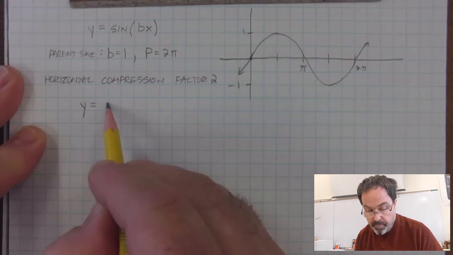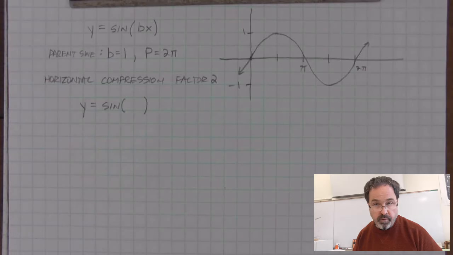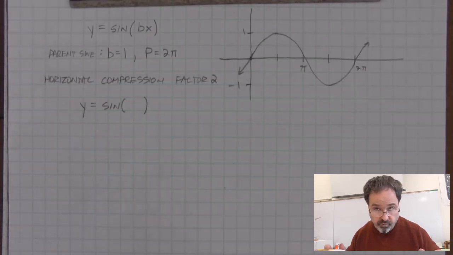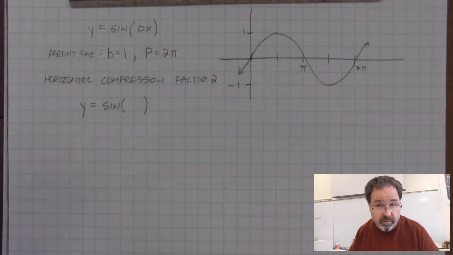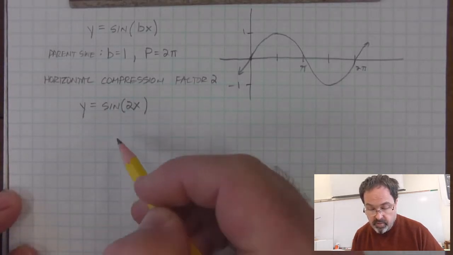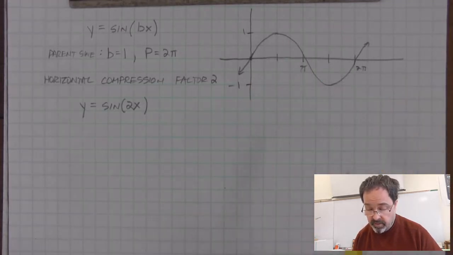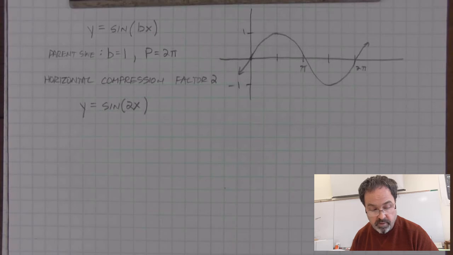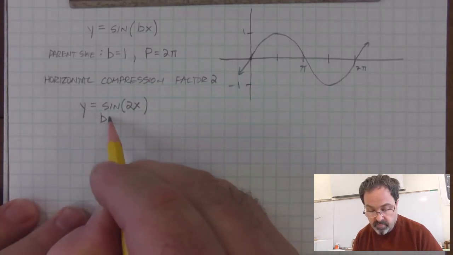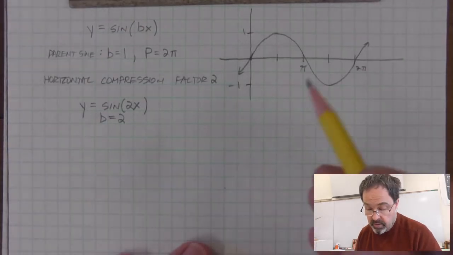And remember, transformations are counterintuitive. So if we want to compress, which means to shrink horizontal distances in this case by a factor of 2, or to halve horizontal distances, then we need to multiply x. The equation y is equal to sine of 2x is going to be the parent sine compressed by a factor of 2. So in this case, b is equal to 2. What does that look like?